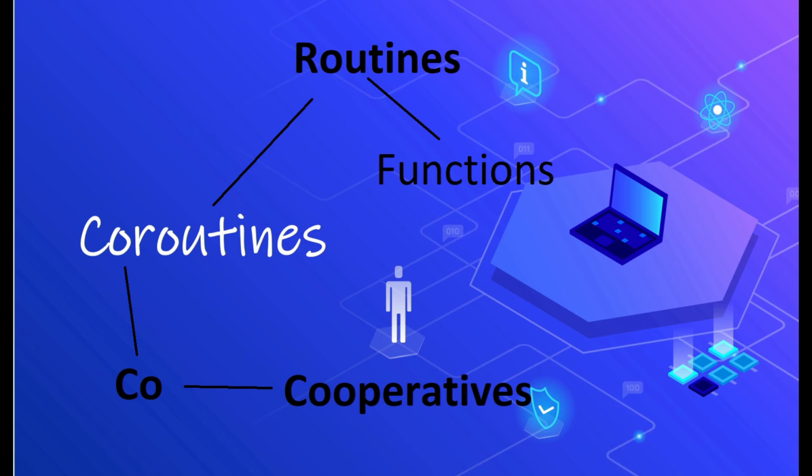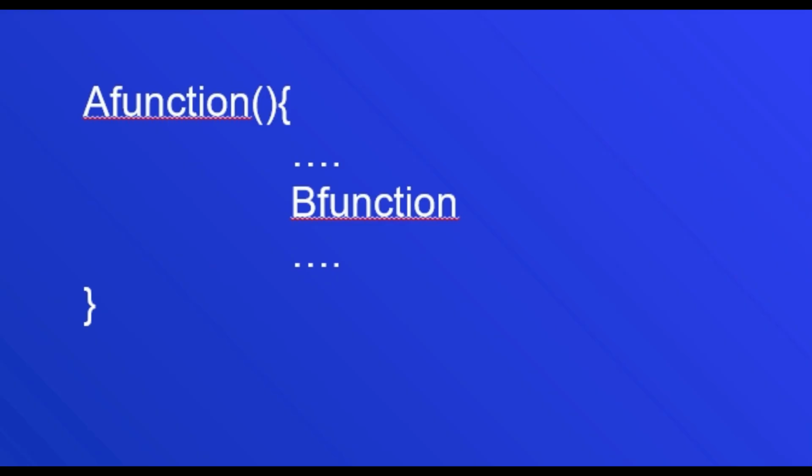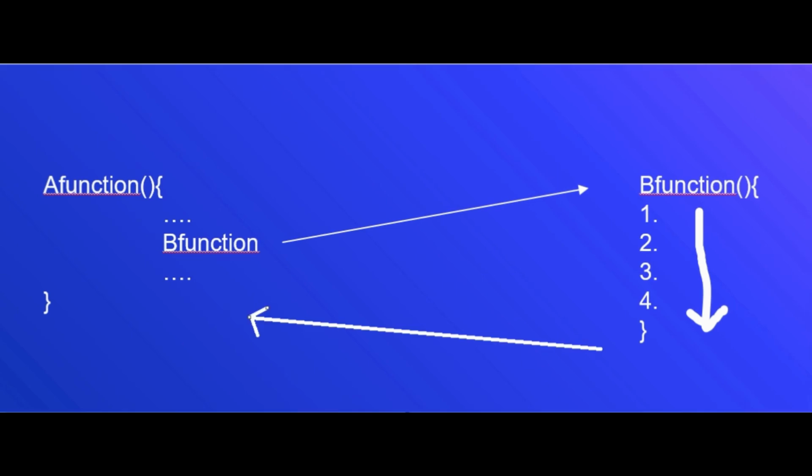To properly understand what function cooperative is, we first need to look at how functions work without cooperation. For example, let us consider that we have a function called A function, which is calling B function, which does 1, 2, 3, 4 things. When A function calls B function, the B function will do all the 1, 2, 3, 4 job before the control returns to A function. There is no passing of control in between. Once A function calls B function, the control will remain in B function until the list of functions is completed.